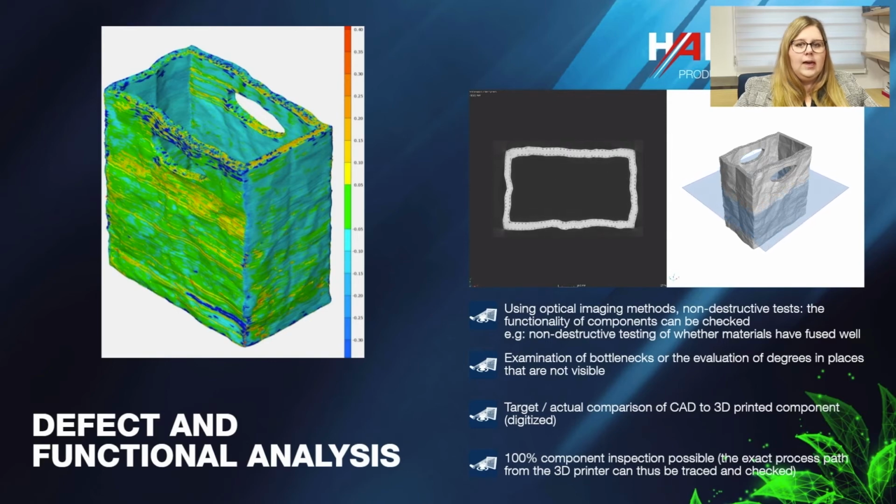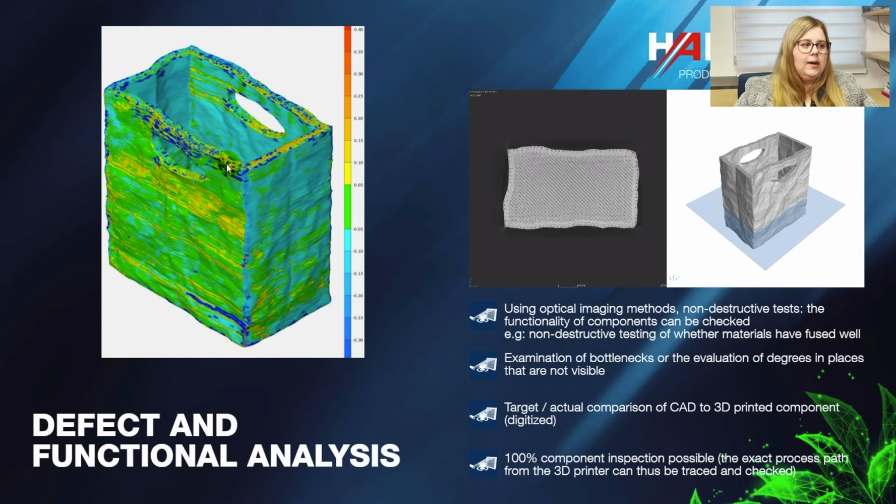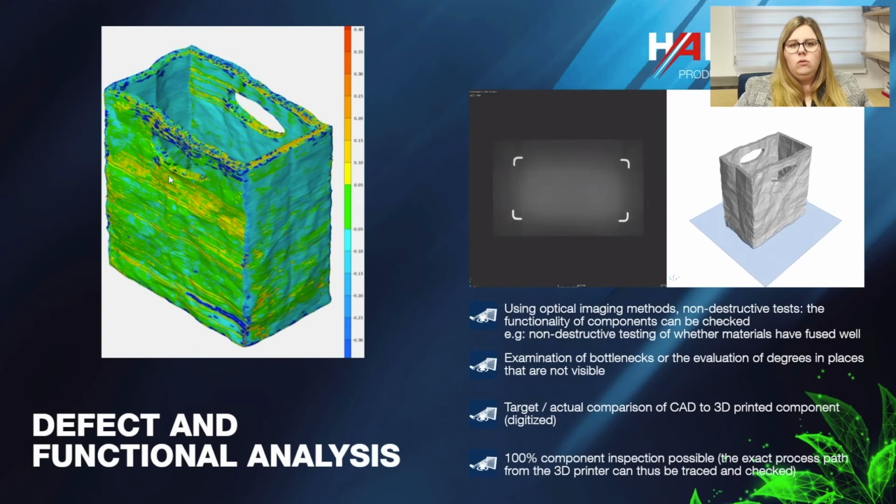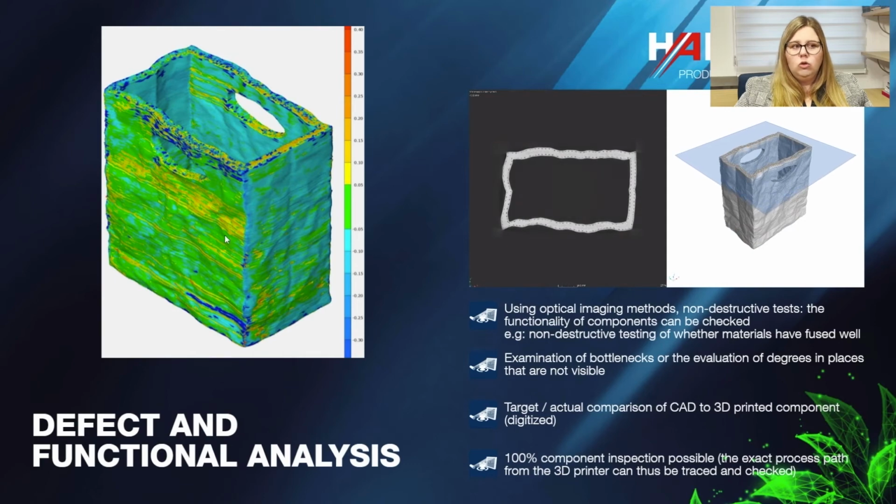And here you can see an actual target comparison, where we can see the comparison between the CAD model and the actual printed part. The dark blue areas indicate that there is not enough material, and everything that's in red indicates excess material. And this shows us very well if the printer prints well or not, or if there is any excess material.